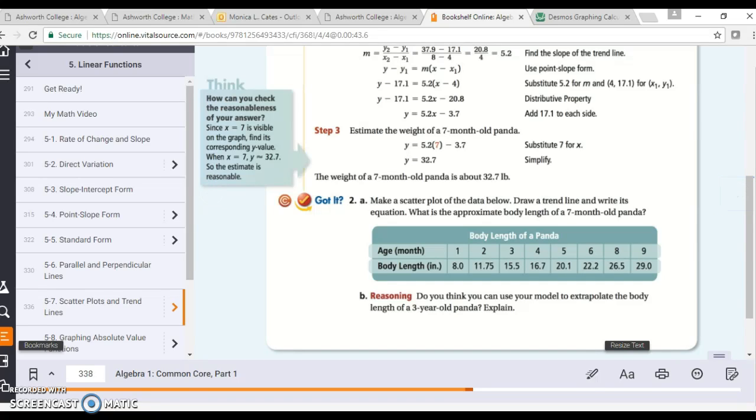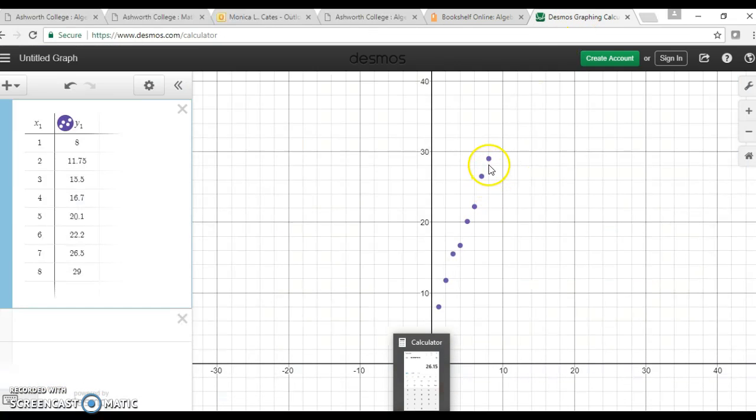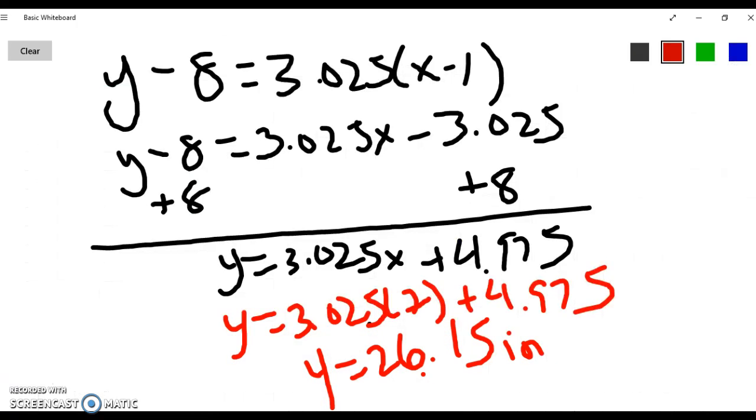Okay, so it says, do you think you can use your model to extrapolate the body length of a 3-year-old panda? Explain. I do not believe so, because if a panda grows like a child or a human, they are going to taper off at some point, right? So they're going to get to a point where, let me pull up my graph, the graph is going to stop going up and it's going to start going something like this, right? So there's going to be like a graph, and then it's going to be like a curve, right, going this way. And so I don't believe that I can use this graph to help me to do that estimate. But I hope that this example helped.